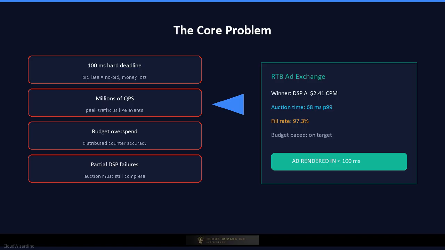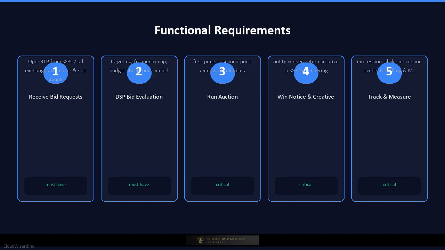Bid too high and you waste advertiser budget. Bid too low and you lose the impression. Scale this to trillions of ad auctions per day across desktop, mobile, and connected TV, and you have one of the hardest real-time distributed systems problems in the industry. This is the design challenge we are solving today. Let's walk through the functional requirements.